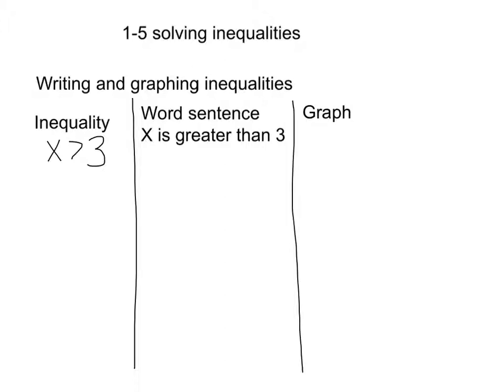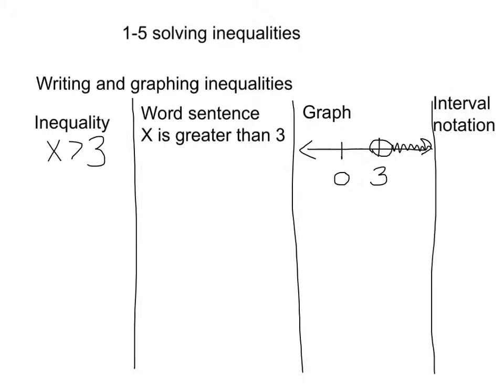To graph x is greater than 3, we need to have our number line. Make sure you always place 0, and then 3 is to the right of 0. And then since it's just greater than, it's an open circle, and then you color in everything to the right of 3. So that's what the graph for x is greater than 3 looks like.